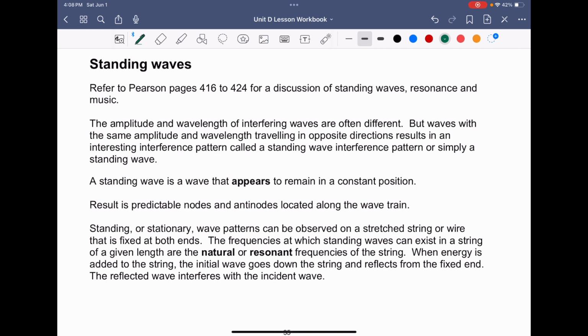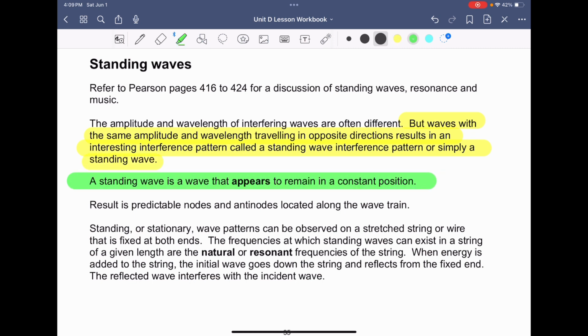So when we talk about standing waves, it's this idea of what happens when we have two waves with the same amplitude and the same wavelength traveling towards each other. What this generates is an interference pattern called a standing wave, or a wave that appears to remain constant in its position. Now, the result is nice because it gives us the ability to determine nodes and antinodes, or points of maxima or minima, as we call them, very easily. And so this is a really nice pattern.